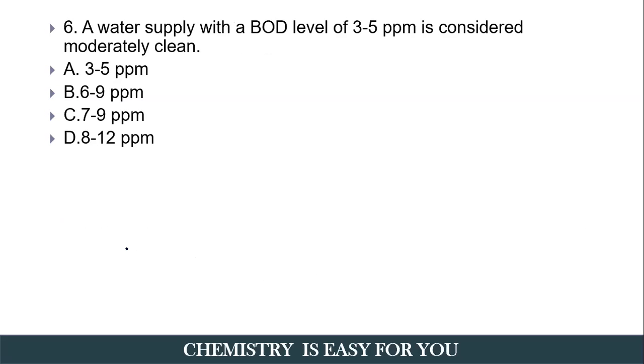Now the sixth question: water supply with a BOD level of 3 to 5 ppm is considered moderately clean. Is that true or not? Actually, I have already included the answer in the question here, sorry, this should have been omitted. So the answer is 3 to 5 ppm. The moderately clean level of water has a BOD level of 3 to 5 ppm.